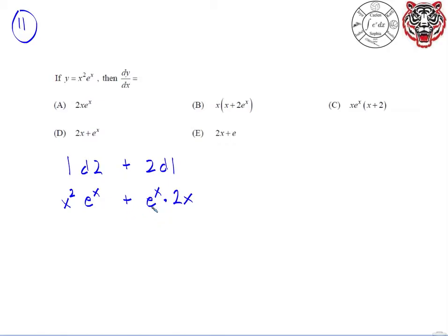I need to factor something out. What can I factor out? x. I can factor out an x. I agree. What else can I factor out? e to the x. I can factor both those things out. When I factor them out, what is left on the inside? 2 plus x.